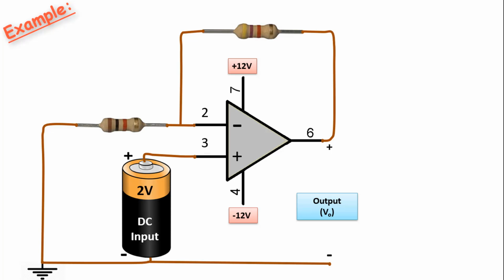Let the input value again be a 2-volt DC input. Resistance values? Let R1 equals 1 kiloohm and Rf equals 4.7 kiloohms. What is the output value?